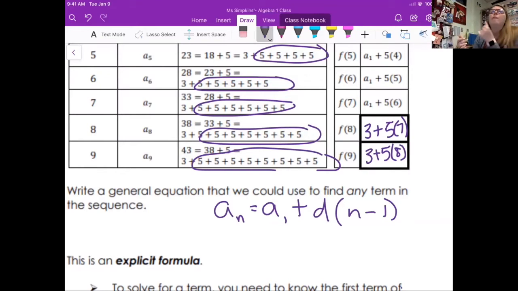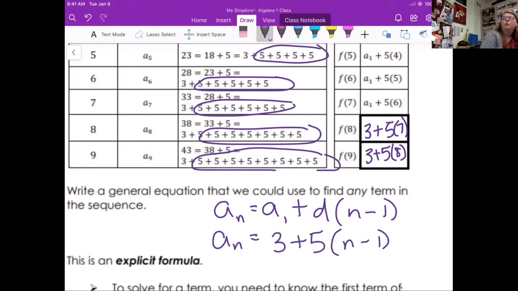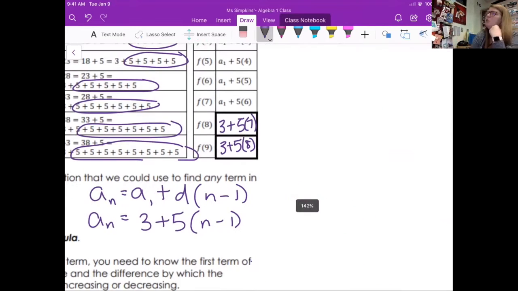So let's make a formula for this specific sequence. So for this sequence, what is the first term? 3 plus 5, and then we have n minus 1. So 3 was the first one, 5 was whatever I'm adding each time. It could be minus 5. That would happen if I was subtracting 5 each time. This one just happens to be adding, okay? You good? Okay.